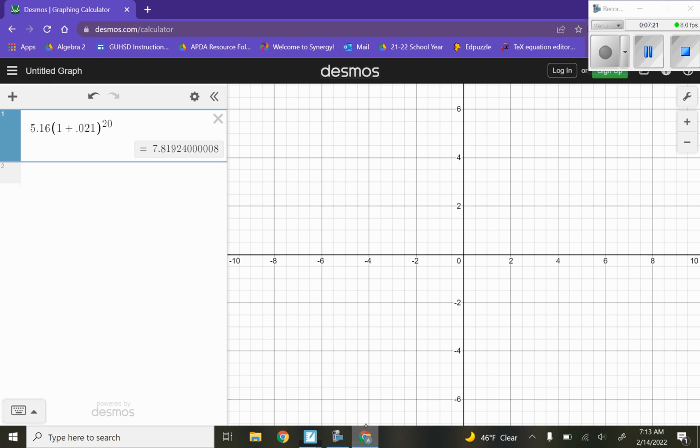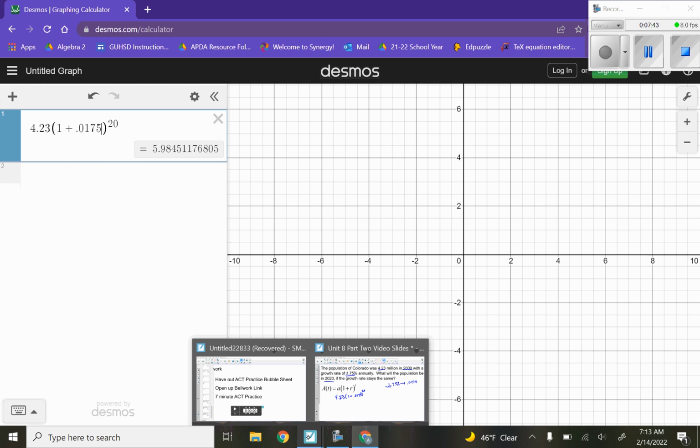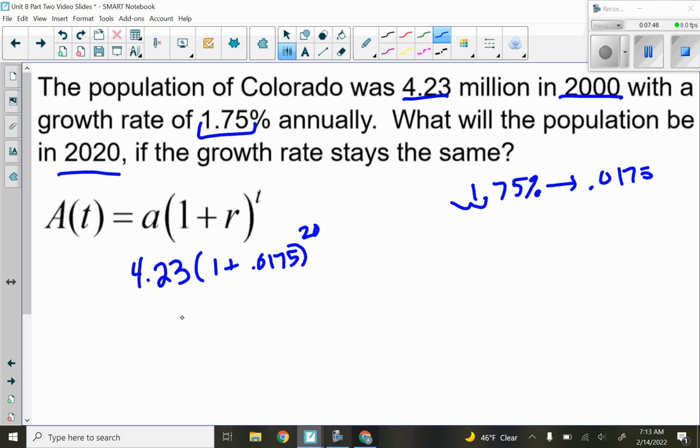So I'm going to change the pieces of this. We're starting with 4.23 and we're adding 0.0175. So let's keep it 2 decimal places, and that would be 5.98. So it's approximately 5.98, and once again we are still in millions. And that is our population growth and decay.